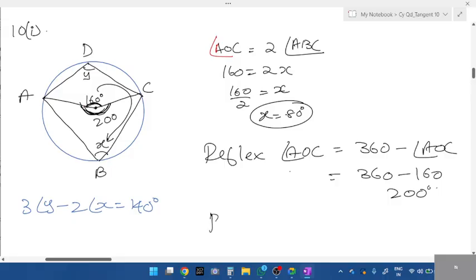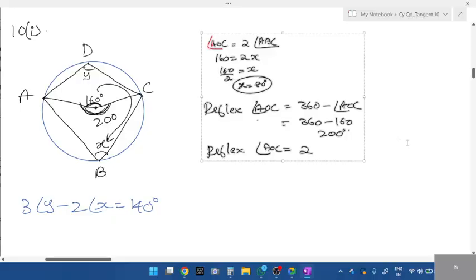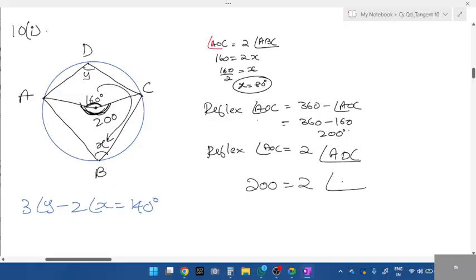Then take reflex angle AOC, which is equal to 2 times the circumference angle. Which is the other circumference angle, students? For 200, which other circumference angle do you have to take? Yes, angle ADC. That is angle Y. So reflex angle 200 is equal to 2 times ADC, and ADC is Y. So Y is equal to, if you divide 200 by 2, you get 100 degrees. We got X and we got Y.